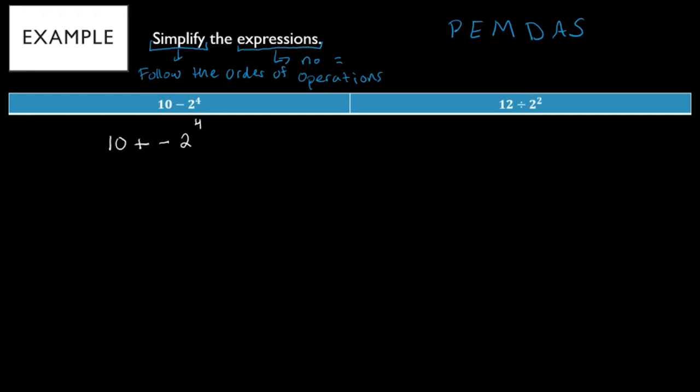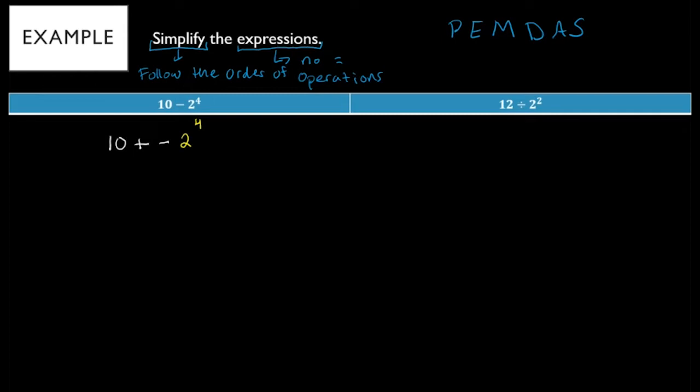The exponent 4 is only attached to the 2. That negative is not part of the exponent. If we had parentheses around the 2 and the negative, so that it said -2 inside parentheses, then the negative is included with the exponent. But it's not. So that exponent of 4 is only attached to the 2, not the negative. So we're going to do 2 to the 4th first.